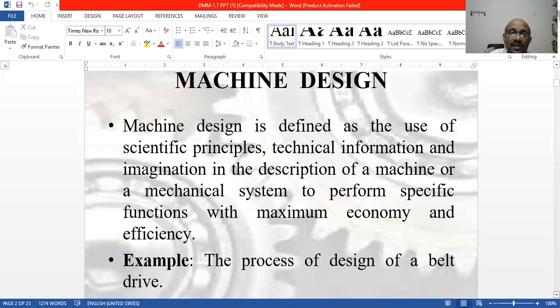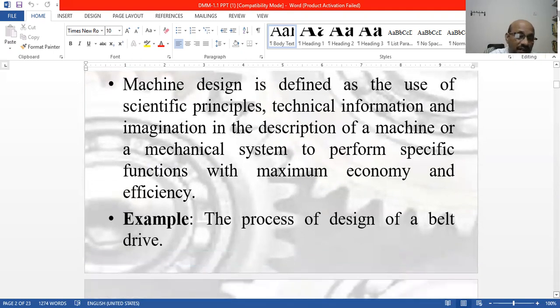So machine design is related to scientific principles, technical information of the product, the imagination of the product, and the description of the concerned product for a specific function. With all these things, at the same time we have to think about the cost of the product, meaning the economy of the product, and the work done by that product. All these things we call machine design.